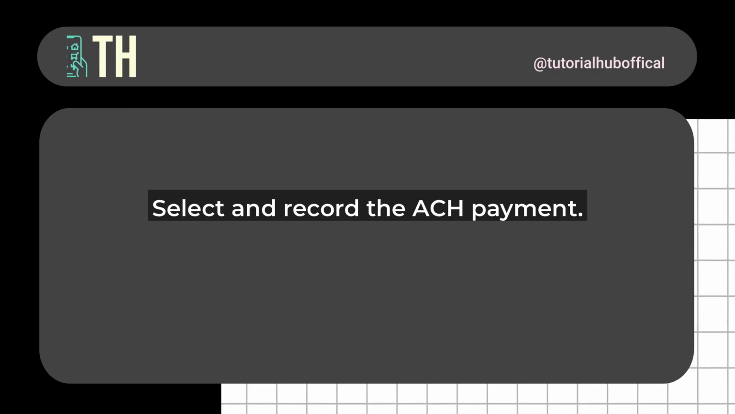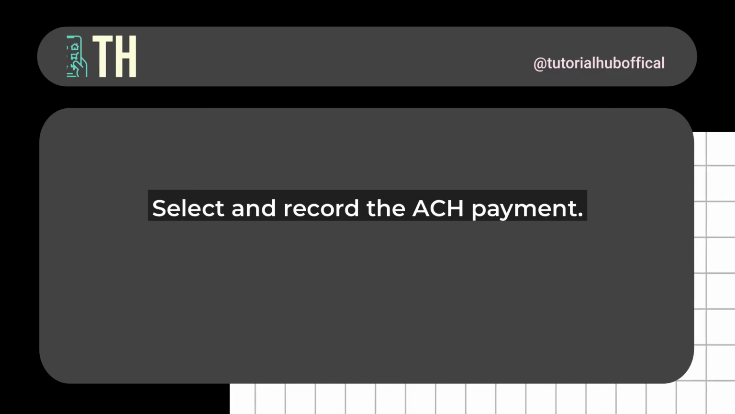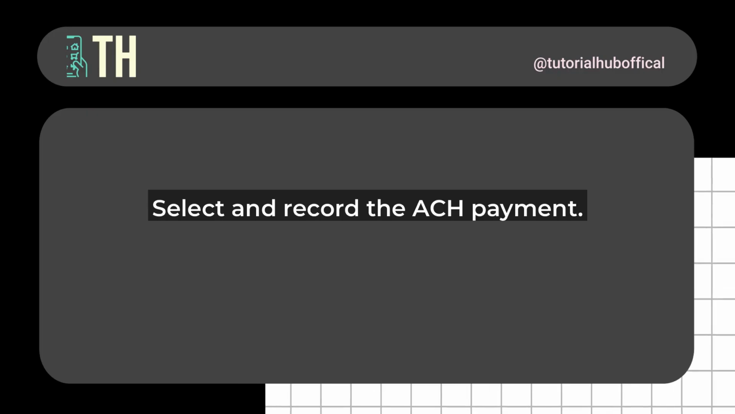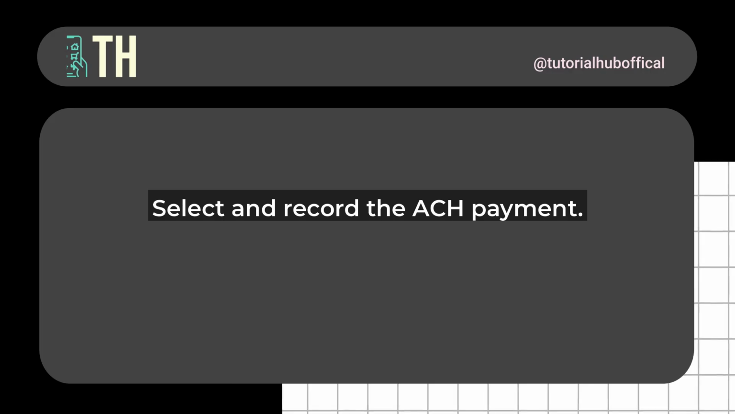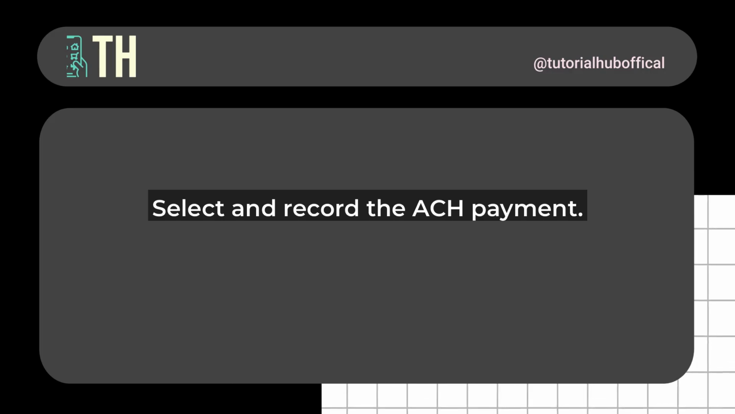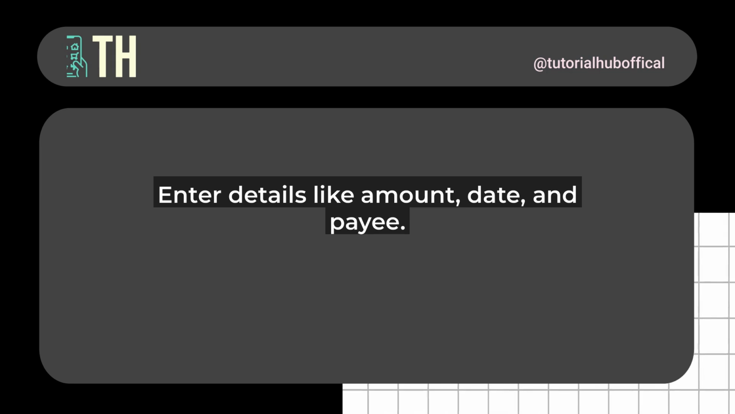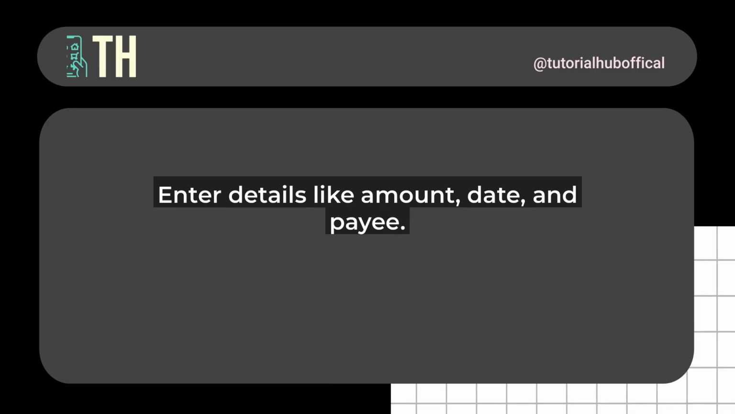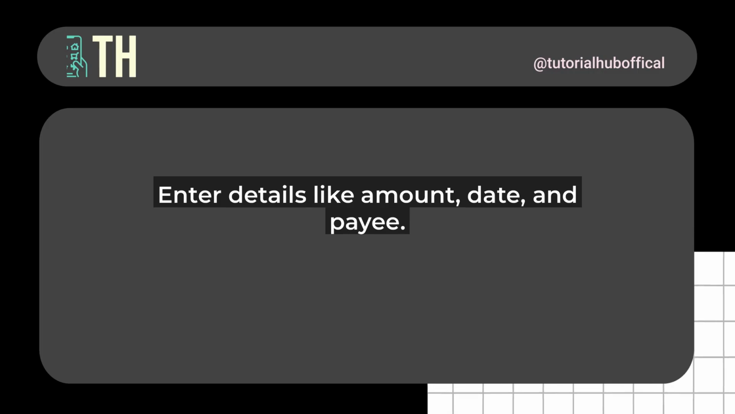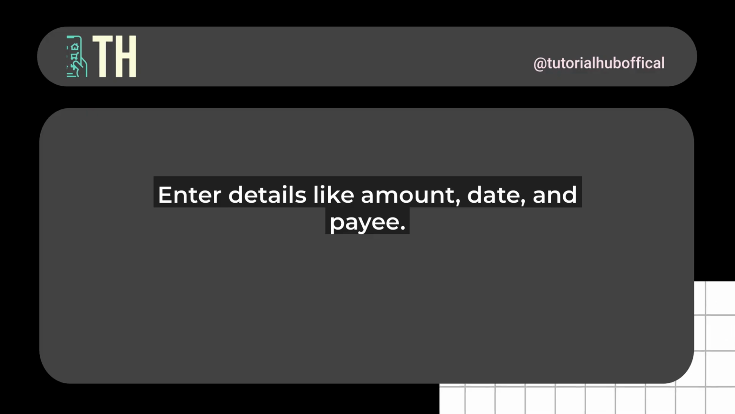Now, select ACH Payment from the Transaction Type dropdown. You'll need to enter the key details: the amount of the payment, the date it was processed, and the payee's information. Double-check for accuracy to avoid any errors later. Next, categorize the payment. For example, if it's for a vendor, assign it to the appropriate expense category like Accounts Payable. This helps with your bookkeeping and tax reporting.